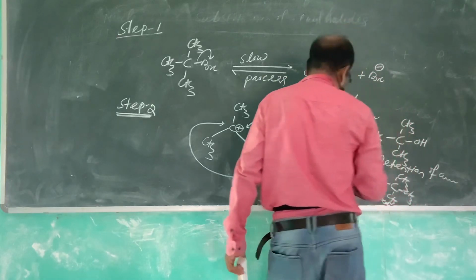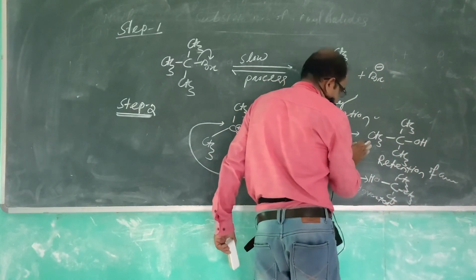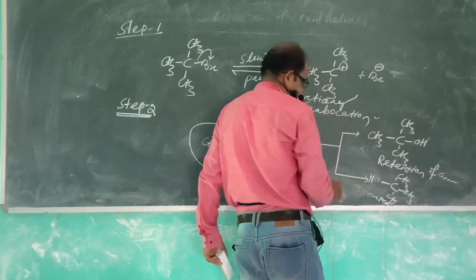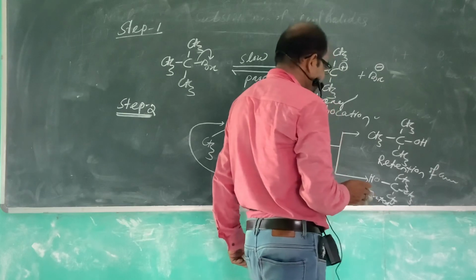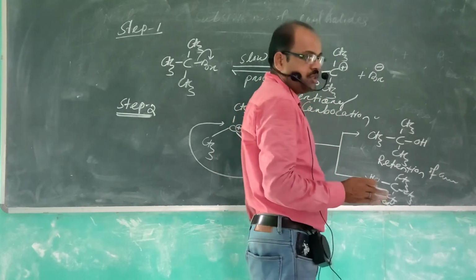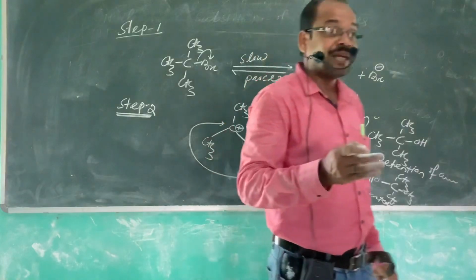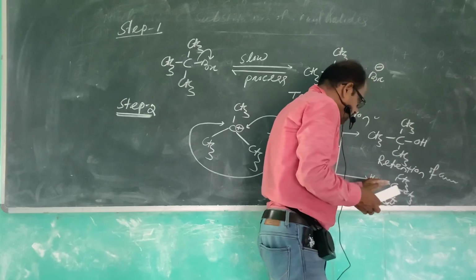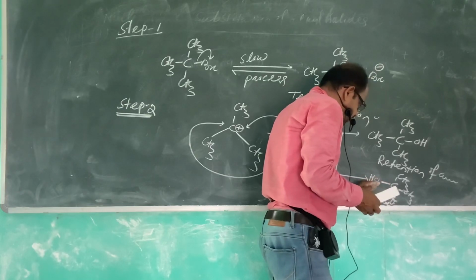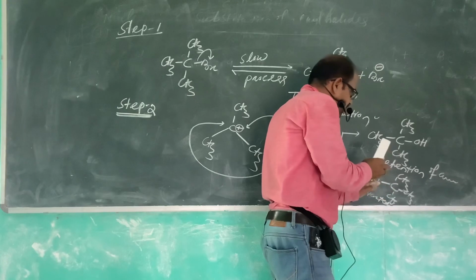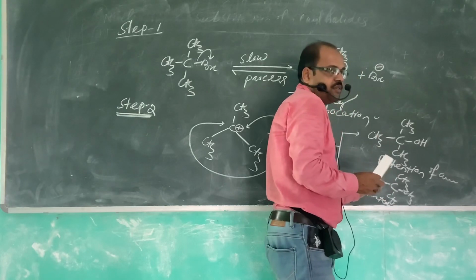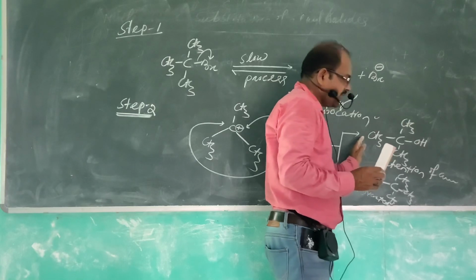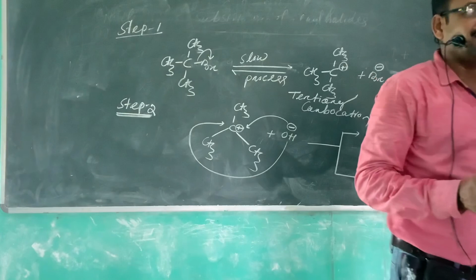Here we get a mixture of retention of configuration and inversion of configuration. That means the SN1 reaction proceeds with partial racemization, because inversion of configuration slightly dominates over retention of configuration. That is why, instead of a racemic mixture, it is called partial racemization.